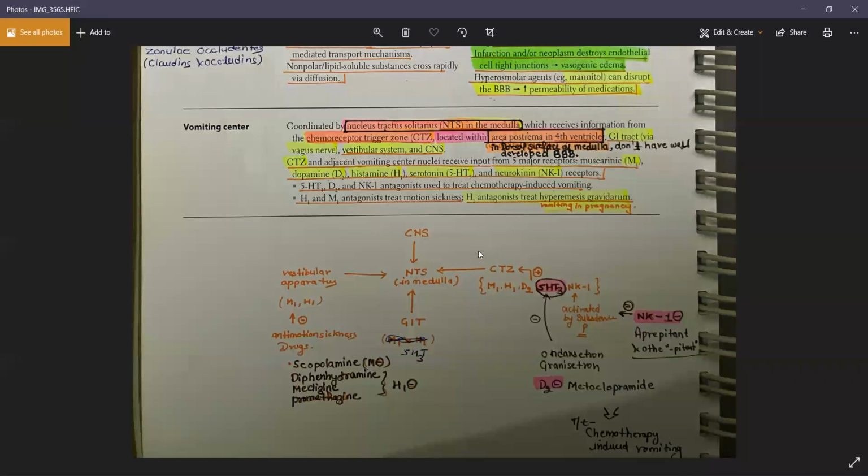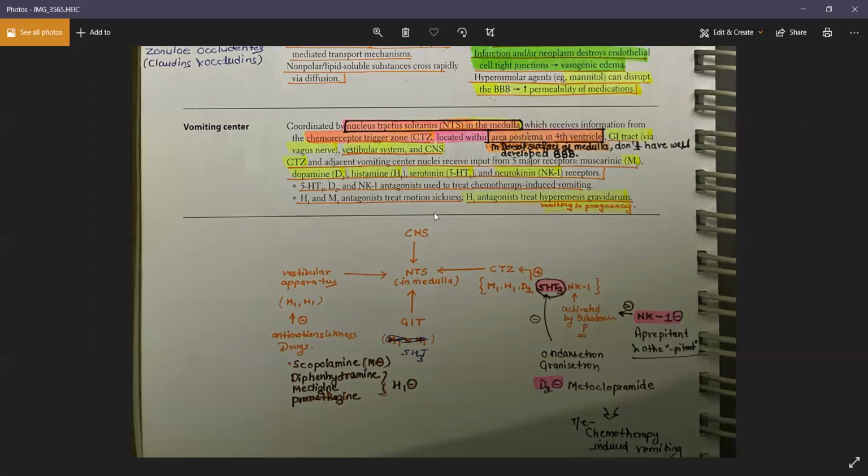We have discussed that this CTZ is located in the area postrema, which is near the fourth ventricle, a circumventricular organ, right? It is devoid of the blood-brain barrier. So any drug that reaches there will stimulate these receptors like the M1, H1, D2, 5-HT3, and others. Whenever the receptors get stimulated, they will stimulate the nucleus tractus solitarius, and it will cause the vomiting, right?